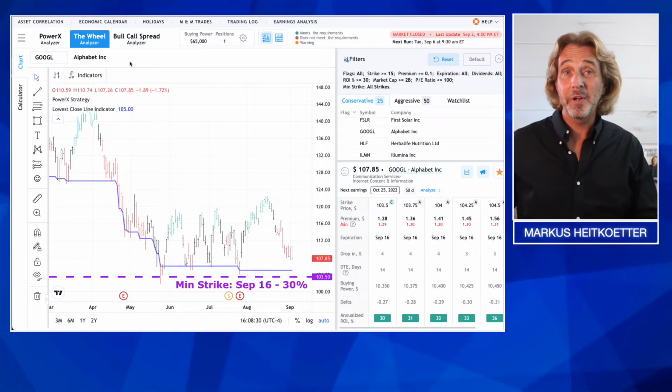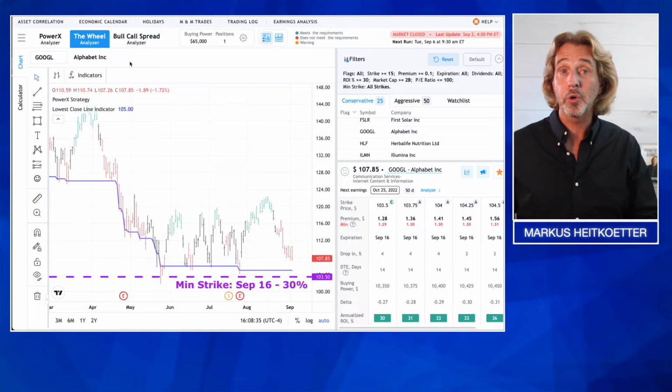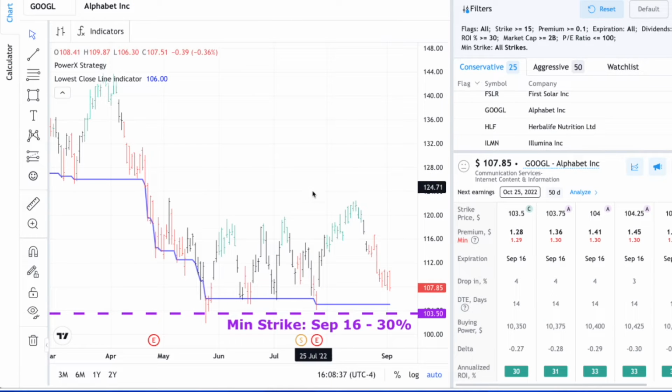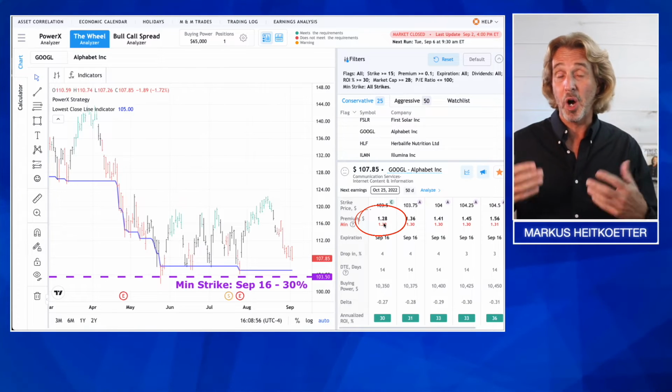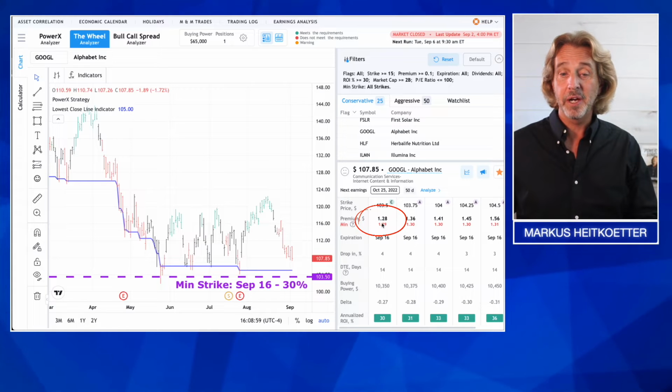So I want to show you right now exactly how margin requirements work when selling put options. So as you might know, I love trading the wheel strategy. And as part of the wheel strategy, I'm selling put options. So let's take a look at an example of how margin works when selling these put options. So here's an example trade for Google. As you can see, Google showed up in the scanner with a recommended strike price of $103.50. So when selling this put, we collect $1.28 per contract traded. And since options trade in 100 packs, this is where we would get $128 per contract.